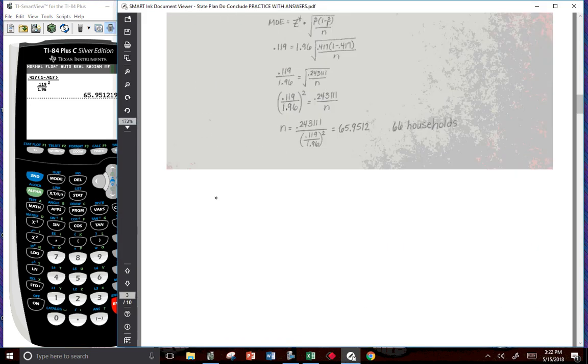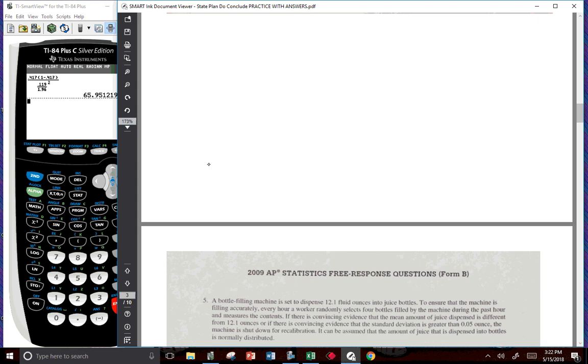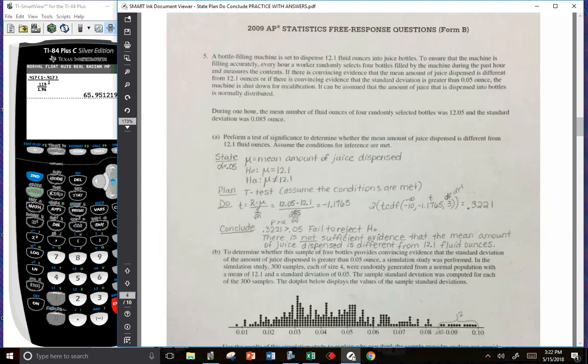You should be thinking that as you're reading the scenarios. To ensure that the machine is filling accurately, every hour a worker randomly selects 4 bottles, ding, ding, ding, that's our sample size, 4 bottles filled by the machine during the past hour and measures the contents. Right now you should be getting a headache because we can't run a t-test because we don't have the sample size we need. What does our sample size need to be? 30. Means is 30, right?